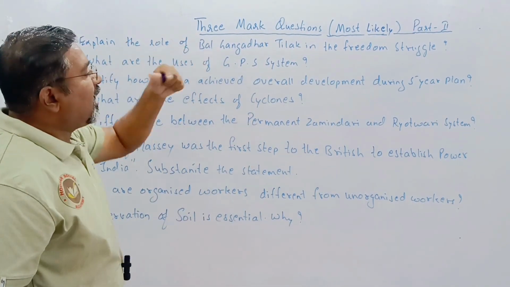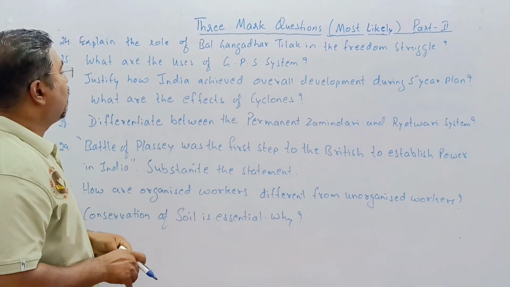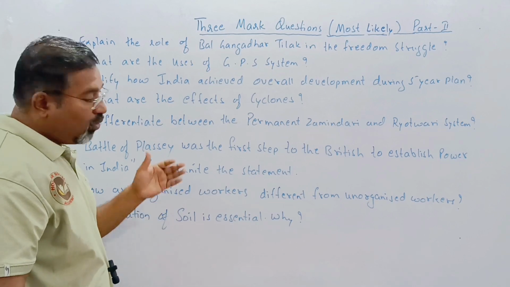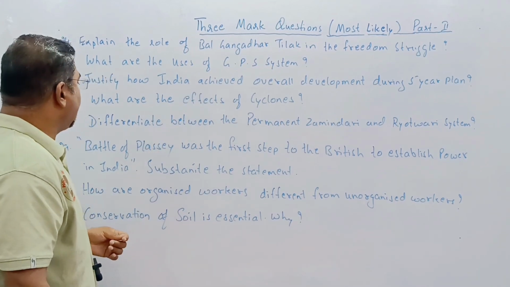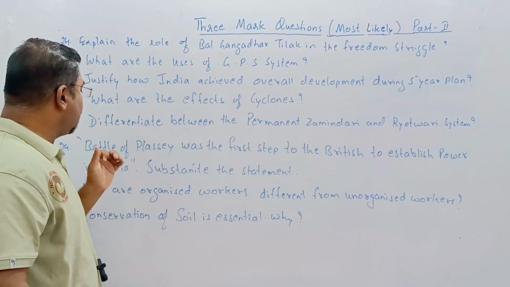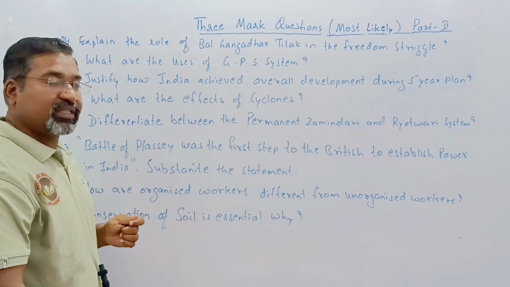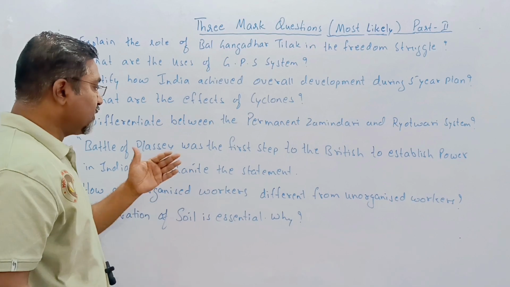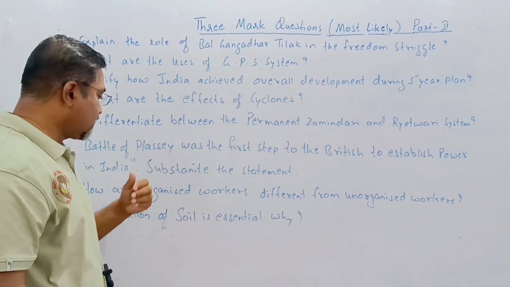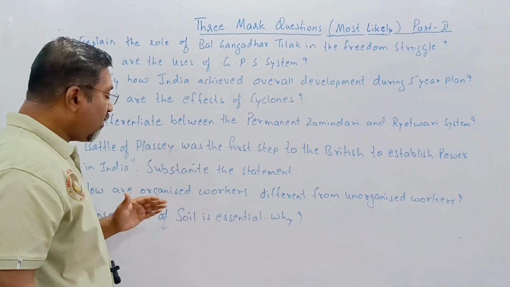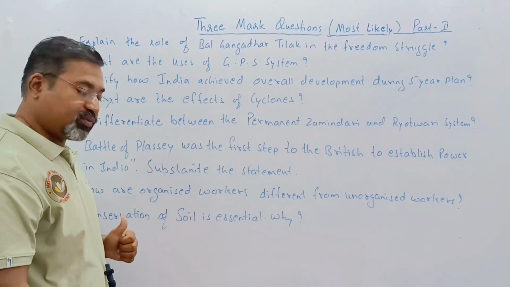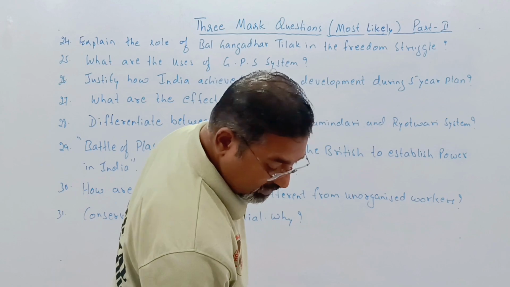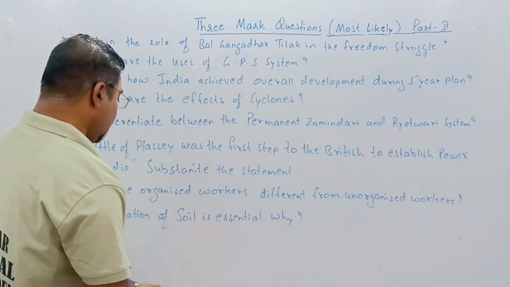So explain the role of Bal Gangadhar Tilak in the freedom struggle. What are the uses of GPS system? Justify how India achieved overall development during 5-year plan. What are the effects of cyclones? Differentiate between the permanent zamindari and rayatwari system. Battle of Plassey was the first step to the British to establish power in India. You have to substantiate. How are organized workers different from unorganized workers, and why conservation of soil is necessary, that you are going to mention.